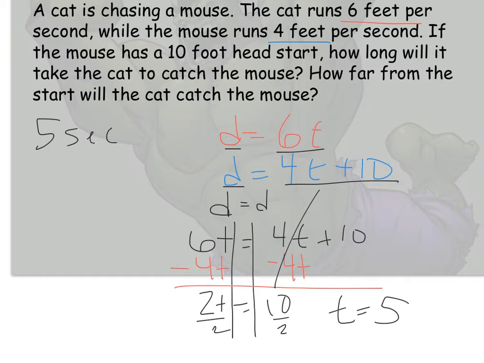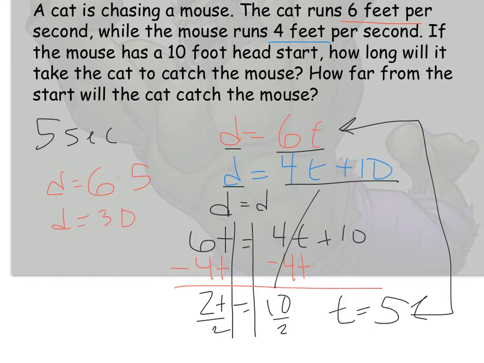But that doesn't totally answer the questions, because it says, how far from the start will the cat catch the mouse? In other words, we need to find the distance. So I'm going to take this value, plug it in to that equation because it looks very easy for me. So it's going to say distance is equal to 6. I'm not going to write t. I'm going to write what t equals, 5. So we have 6 times 5. Distance is equal to 30. So we're talking about feet. So that means in 5 seconds and 30 feet, cat catches the mouse, or the zombie killer catches the zombie, if you prefer.